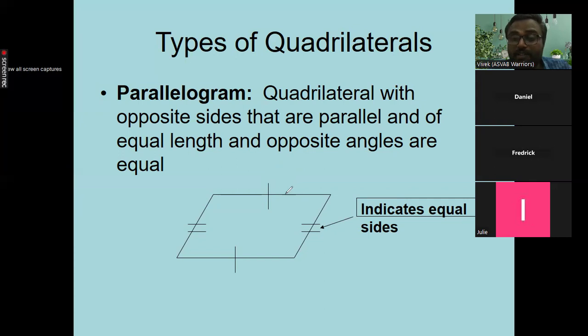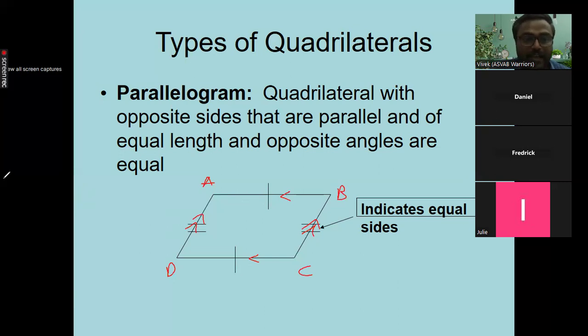The symbol of parallel lines is an arrow. So if you see a single arrow over here, that means this line AB is parallel to line CD, and if there are two arrows over here, this line BC is parallel to line AD. So a parallelogram basically has two pairs of opposite and equal sides.